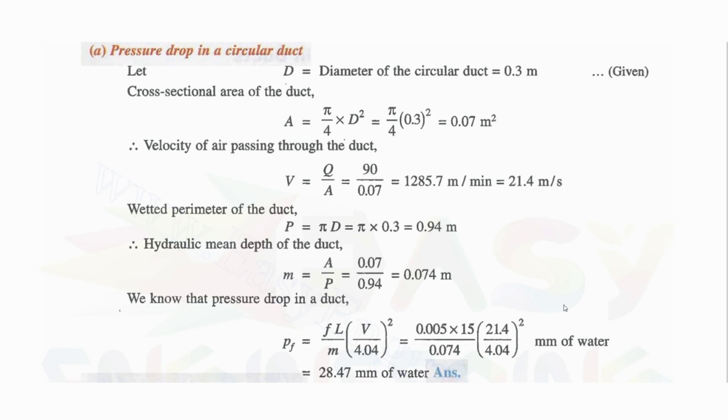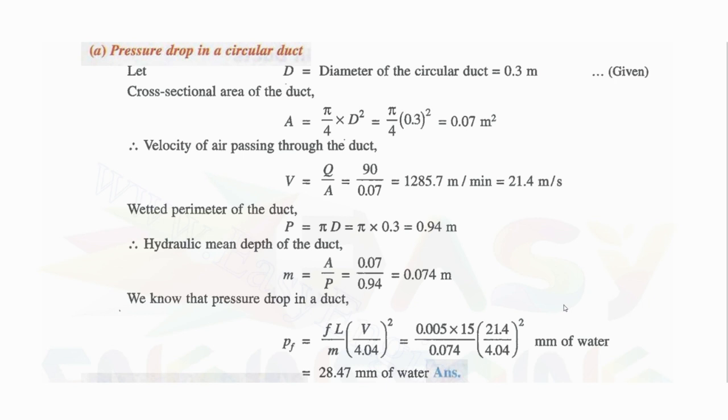Then the velocity of air passing through the duct is V equals Q upon A. So we got the velocity as 21.4 meter per second. And the wetted perimeter of the duct, P equals pi d, is 0.94 meter. So the hydraulic mean depth is A upon P. We get the hydraulic mean depth as 0.074 meter.